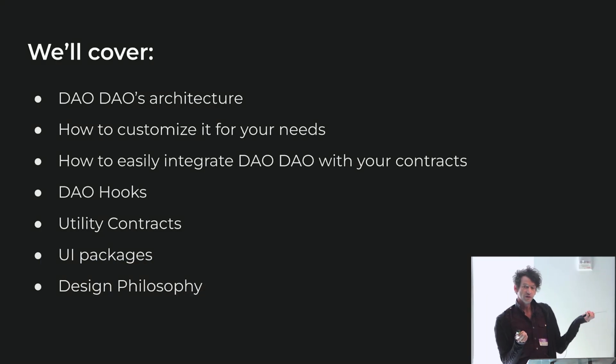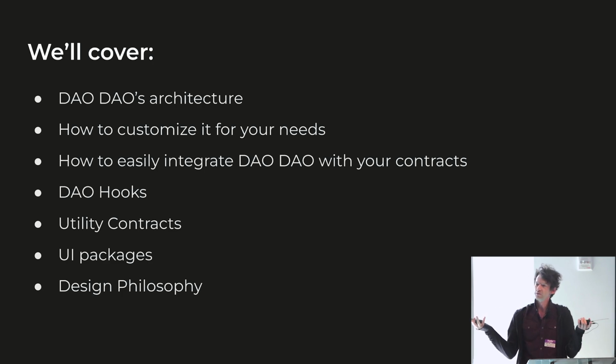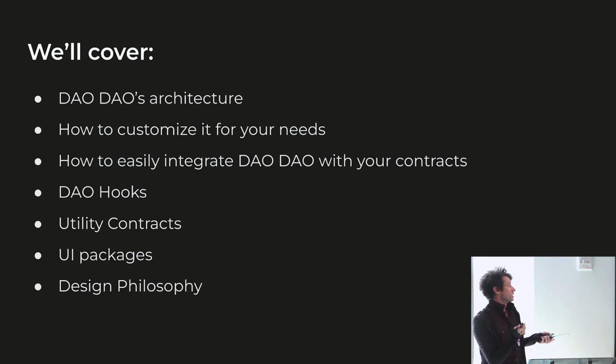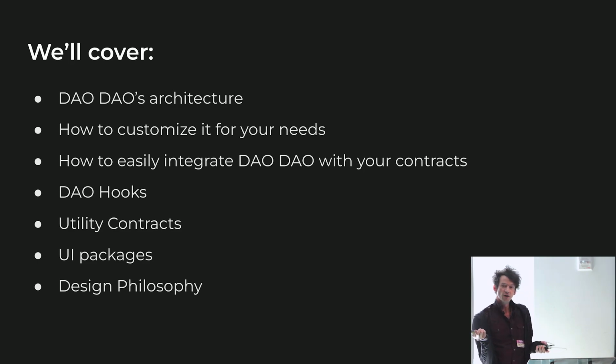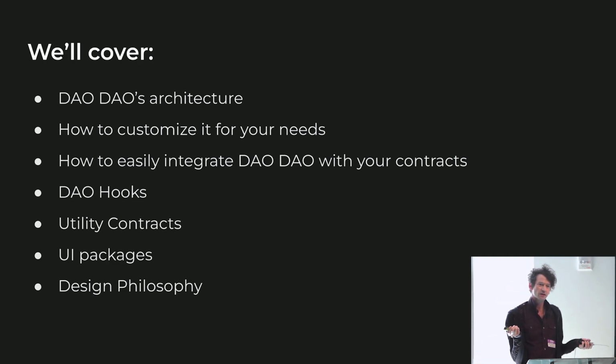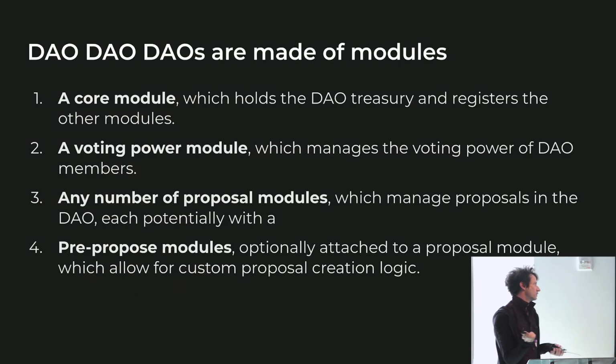So yeah, we're going to cover DAO DAO's architecture. We're going to talk about how you can customize it for your needs. Governance is one of those things where there's not a one-size-fits-all solution, right? We're going to talk about how you can easily integrate DAO DAO with some of your contracts and turn them into valid components of DAO DAO. We're going to talk about hooks and various things you can build with hooks. We're going to talk about some of our many utility contracts. And we're going to talk about UI packages. And finally, we're going to talk a little bit about design philosophy.